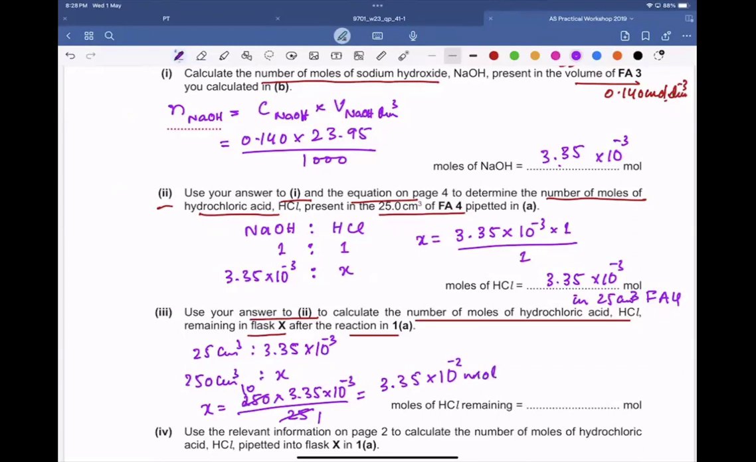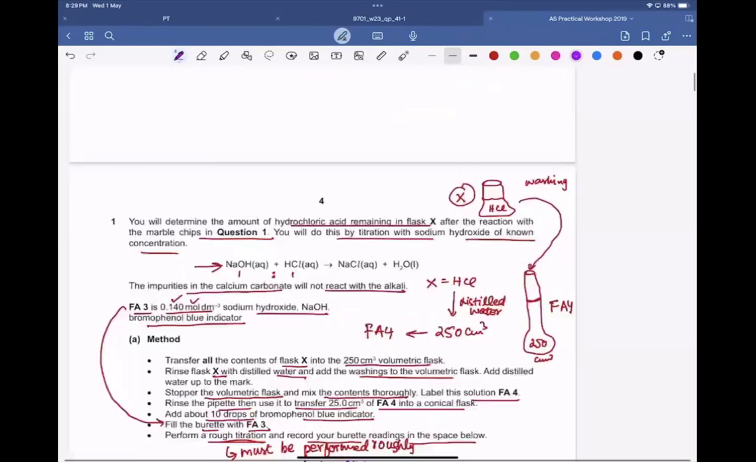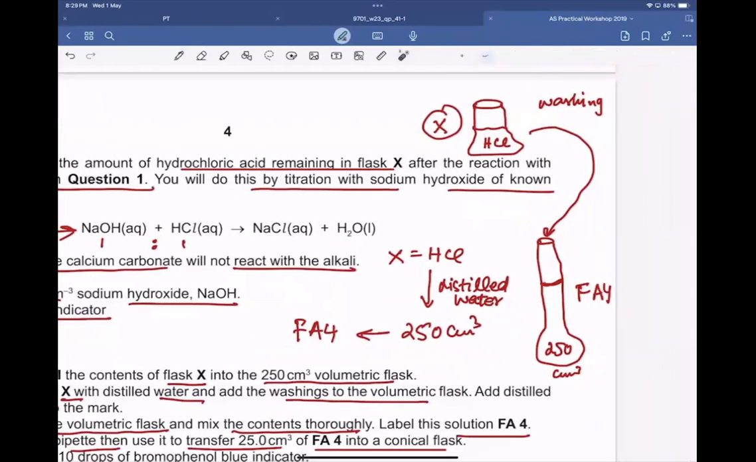Now, these are the moles in 250 centimeter cube of FA4. But you can also say these are the moles of HCl in X as well, isn't it? Because if you see this, X has only HCl, and that HCl is transferred in this 250 centimeter cube volumetric flask, and then washings have been added, and then distilled water has been added to this mark, and we call it this FA4. So if you see in this total 250 centimeter cube of volume, the number of moles of HCl actually come from here.